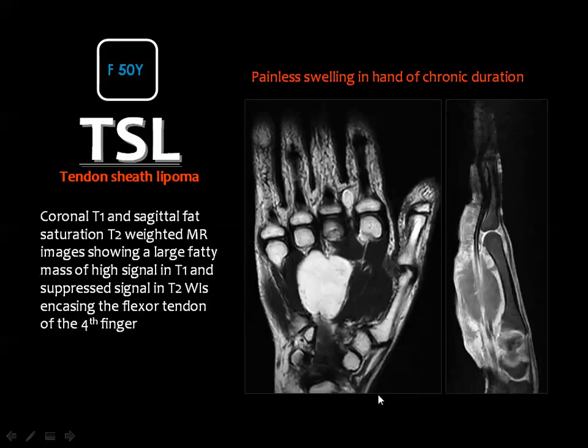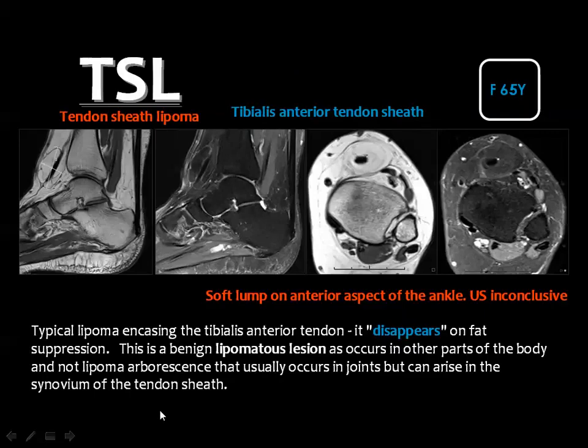The tendon sheath lipoma is just a lipoma surrounding a tendon sheath, like the giant cell tumor of the tendon sheath, but this is made of fat. And you can see fat signal in the T1 weighted image, and there is suppression of the fat signal in the fat suppressed image around the tendon sheath. And this is tendon sheath lipoma of the tibialis anterior tendon.